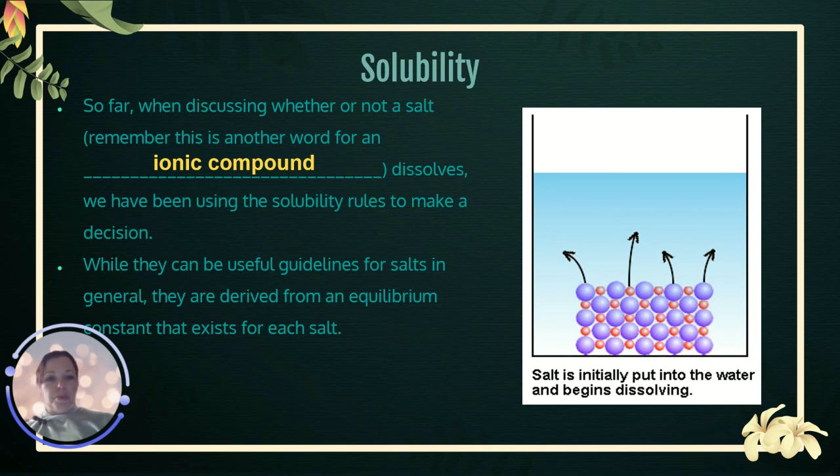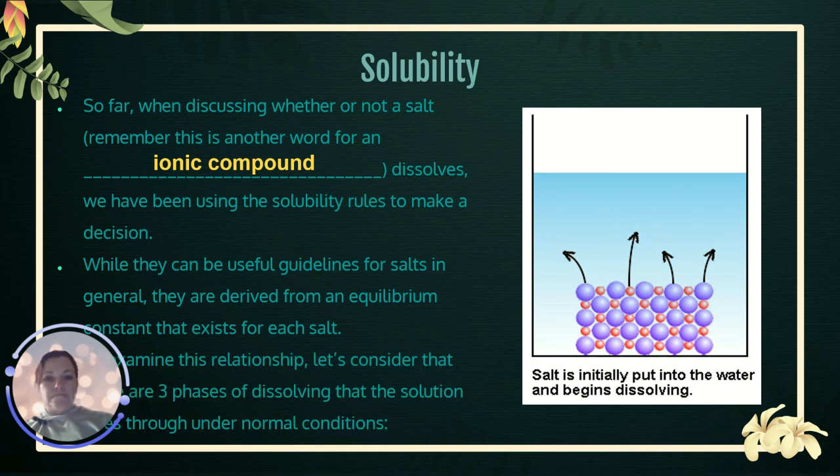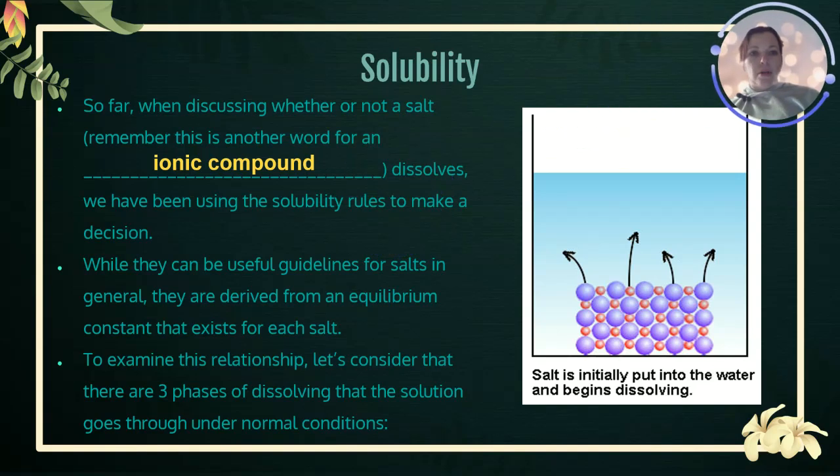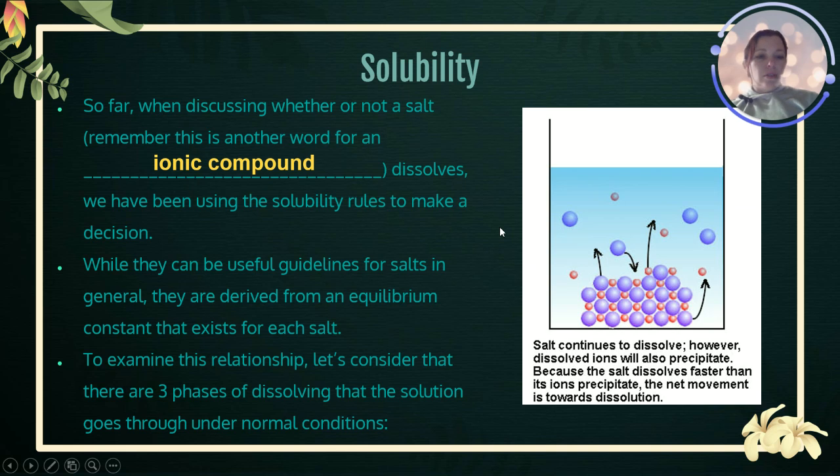The salt is initially put into water and begins dissolving. These are three phases that we're going to talk about here to help us examine the relationship. Then the salt will continue to dissolve. However, dissolved ions will also precipitate. So you're going to see that there is an equilibrium that starts to form. Because the salt dissolves faster than its ions precipitate, the net movement is towards dissolution at this point.